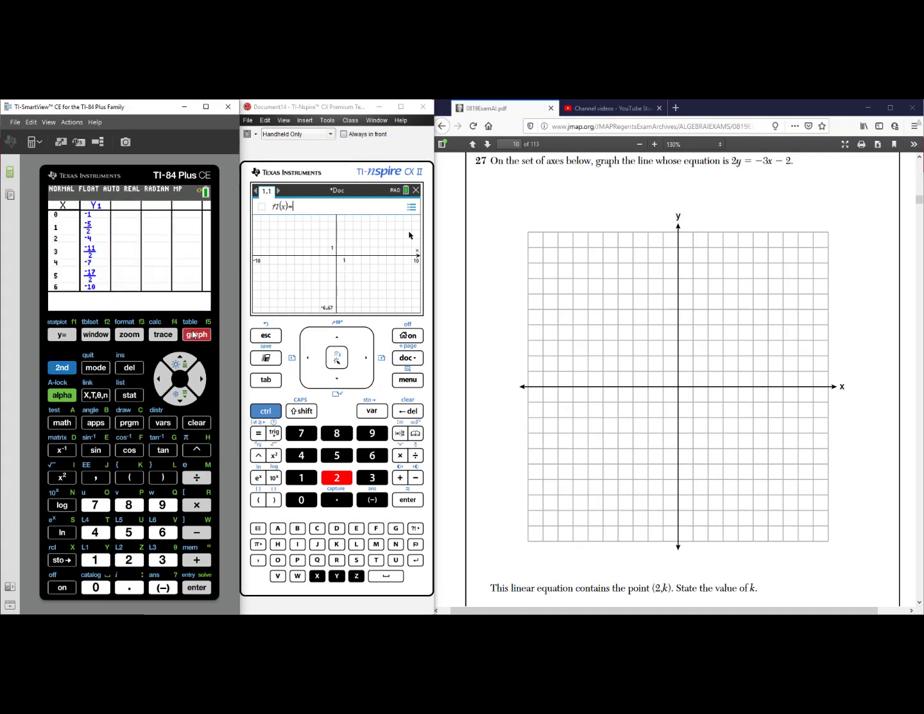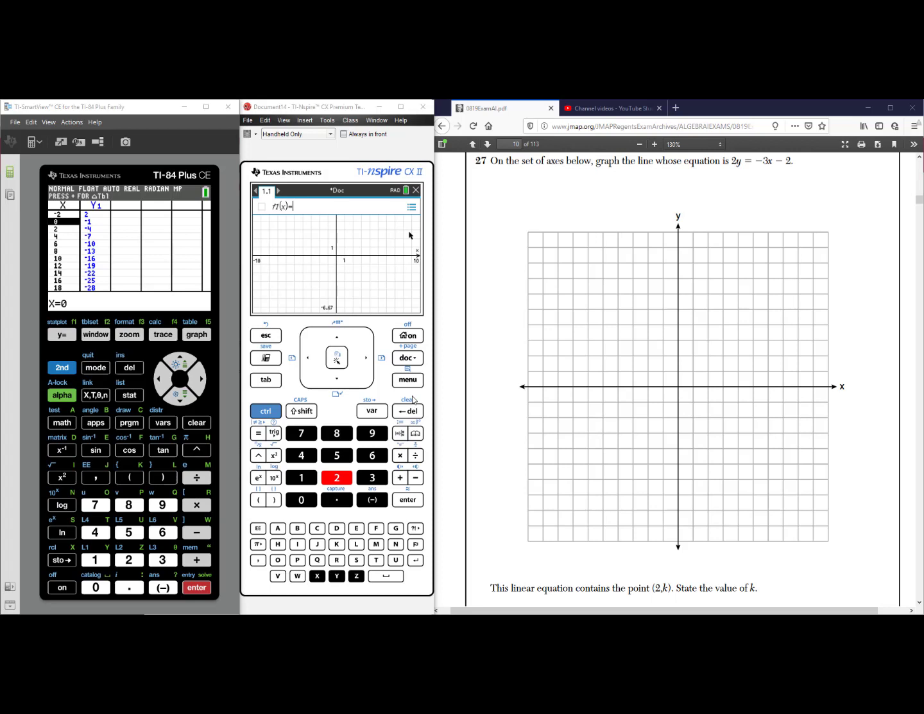Press second graph to view the table. Because the denominator is 2, we can hit plus sign, change the x value step size by 2, and those values we can use to plot on our coordinate plane.